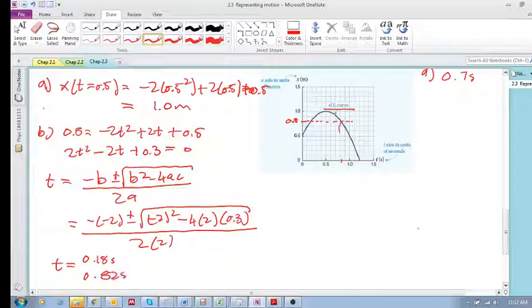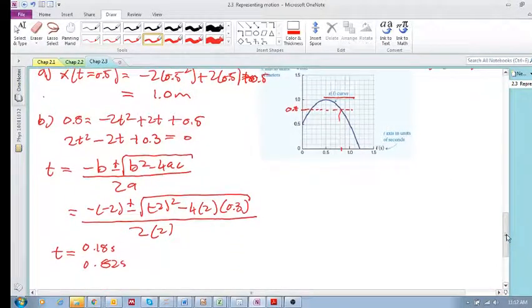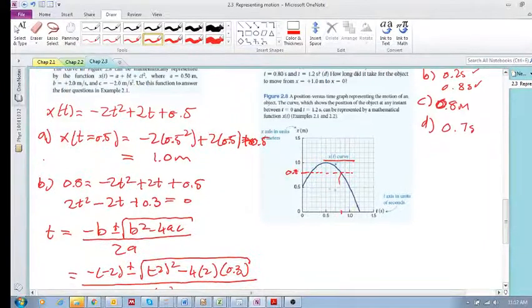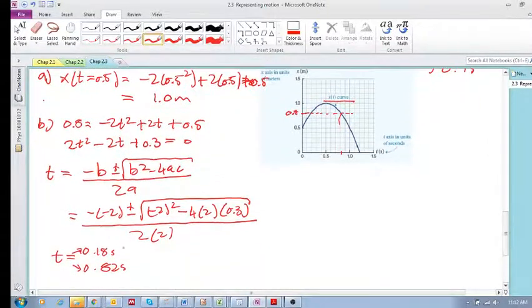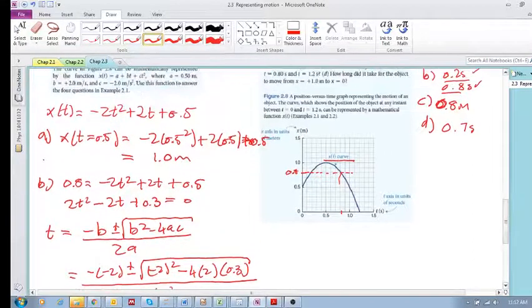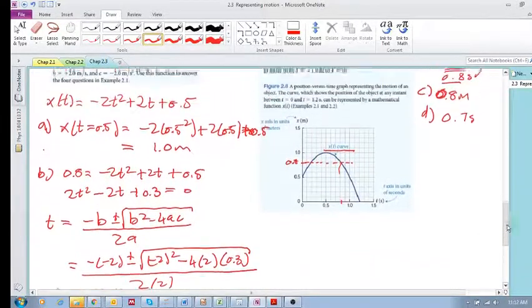Okay, so now let's compare these two times. 0.18 and 0.82. On the graph, we saw that the answers were roughly 0.2 and 0.8. These are estimations based on just looking at the graph. But if we've got an equation that gives us the exact answer, then these are the more correct answers based on the actual xt mathematical equation. But you can see they're very close, 0.18 versus 0.2, and 0.82 versus 0.8.